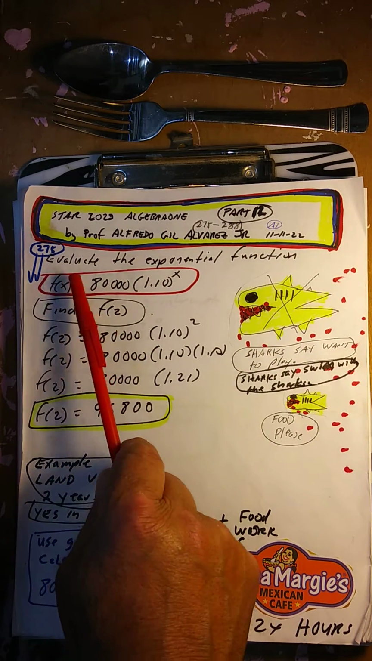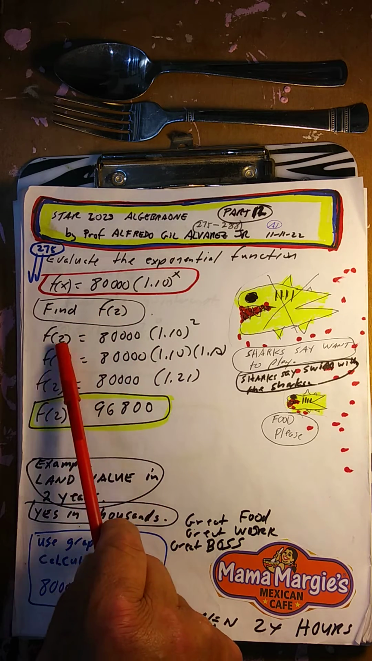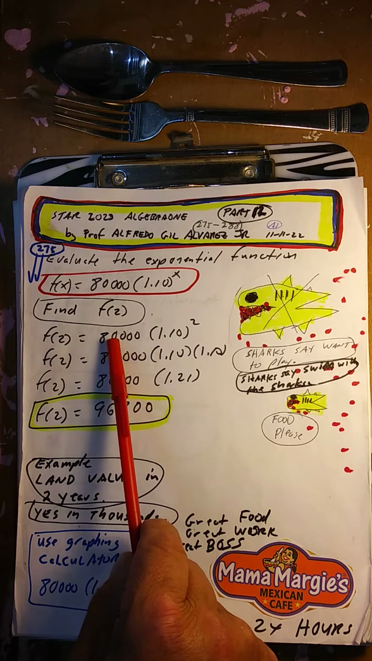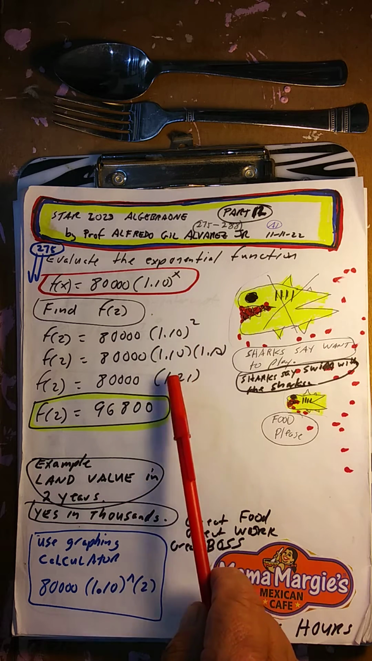Okay, now we need to do this problem here. So ready? Evaluate the exponential function. I'm going to put f of 2. So f of 2 equals 80,000 times 1.10 squared. Well, that means 1.10 times 1.10, which is 1.21.